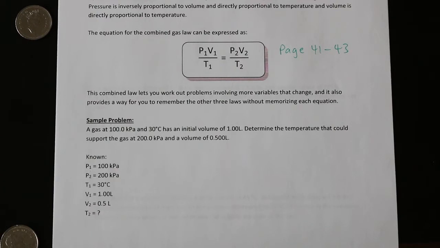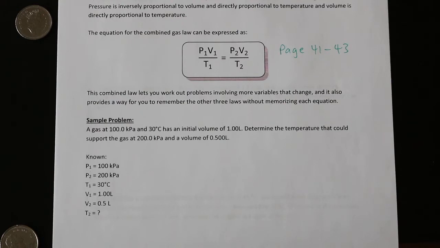So, today we're going to be continuing our work on gases and the atmosphere. Today we're going to be looking at the combined gas law. This is on page 41 to 43 of your gases and the atmosphere booklet. So, pretty much what the combined gas law does is allow us to combine Charles' law, Boyle's law, and the Gay-Lussac law. So in other words, we're taking those three equations and combining them so that we can start to work on problems that have three variables, so pressure, temperature, and volume, instead of only two variables.